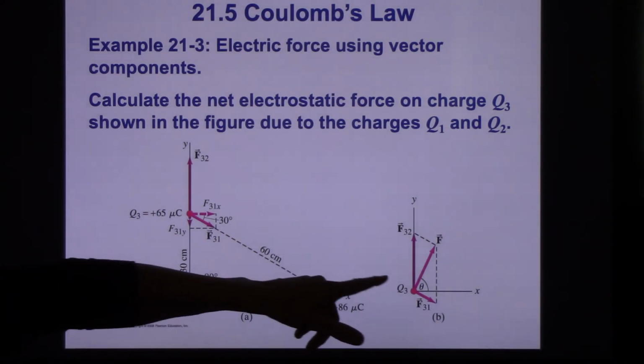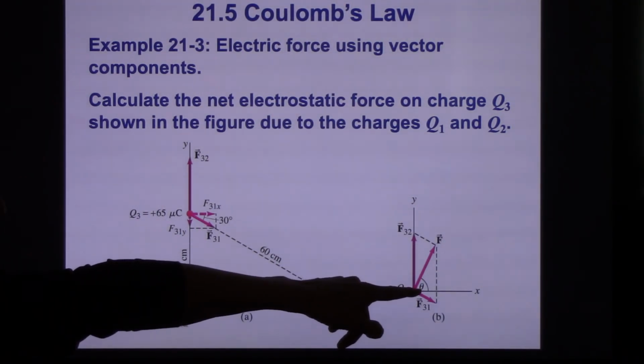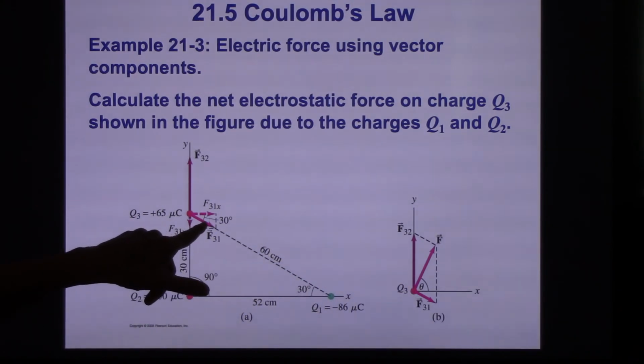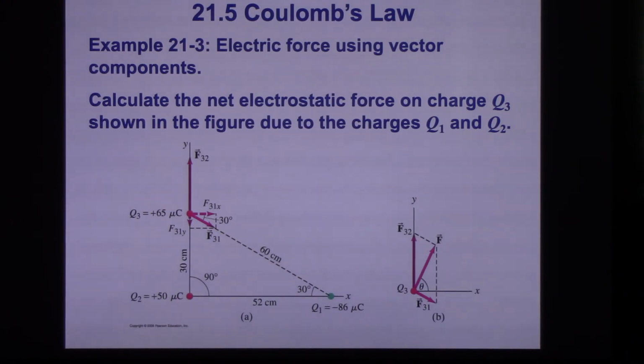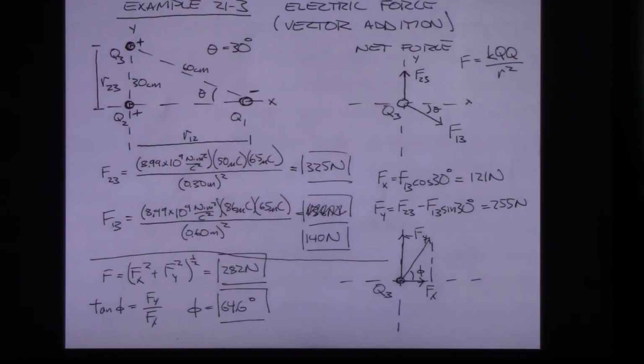Now, I think I'm going to use theta for this. Let me check and see. I may have angle notation that differs. I do. So sorry about that.